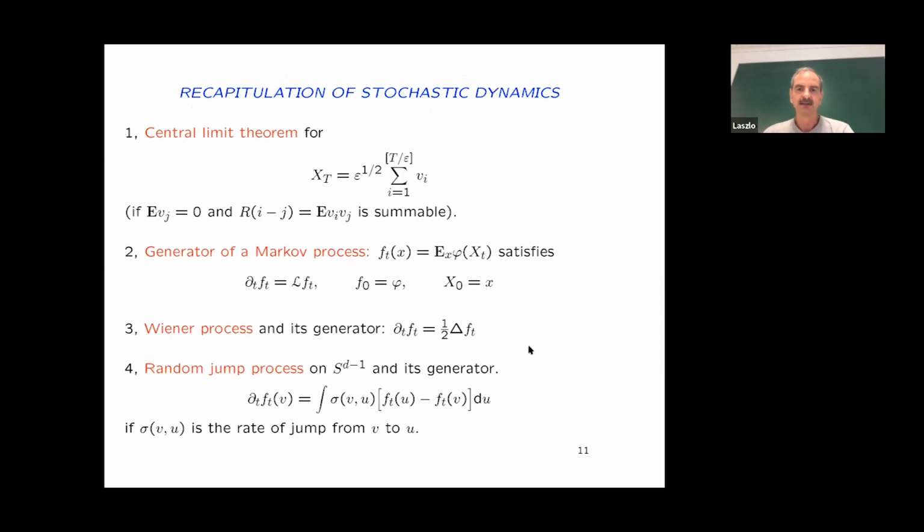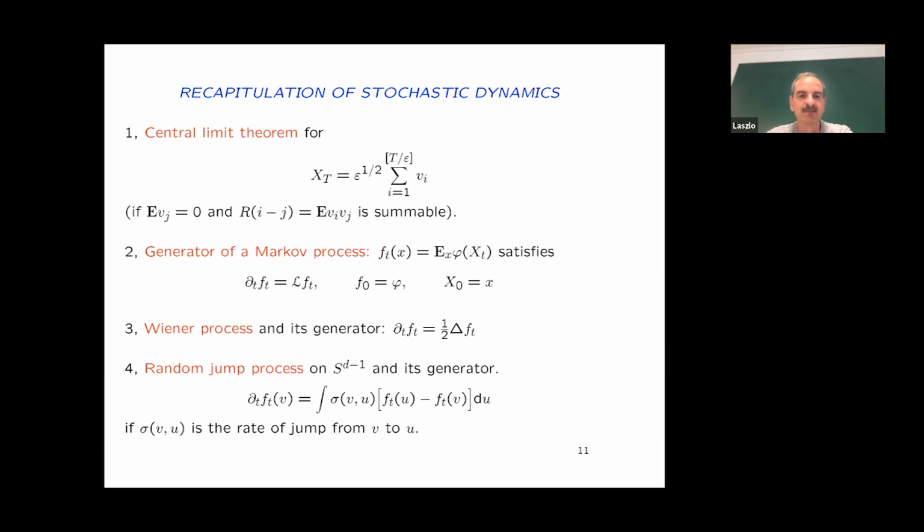Okay, so now, maybe this page is known to everybody. This is just a recapitulation of some stochastic dynamics. So I assume that everybody has seen things like the generator of a Markov process. Everybody has seen the Wiener process, whose generator is the Laplacian. And here I also mention another process which comes up in the Boltzmann equation.